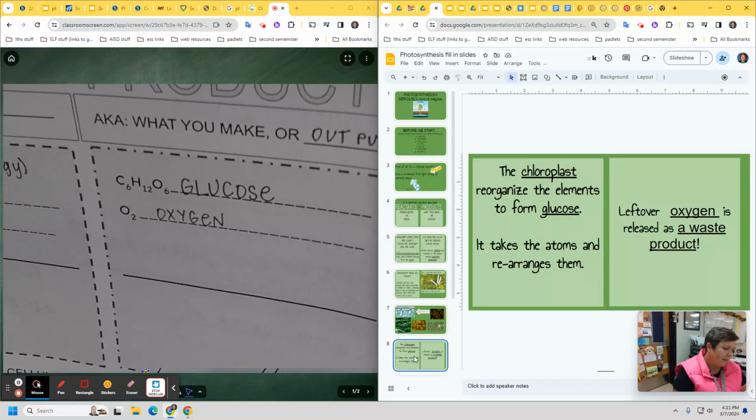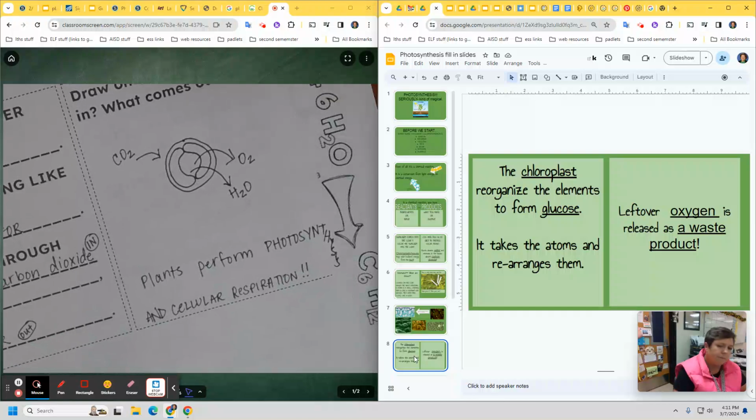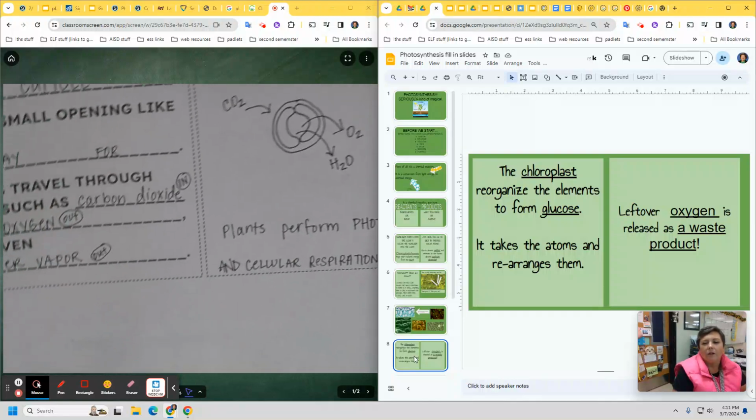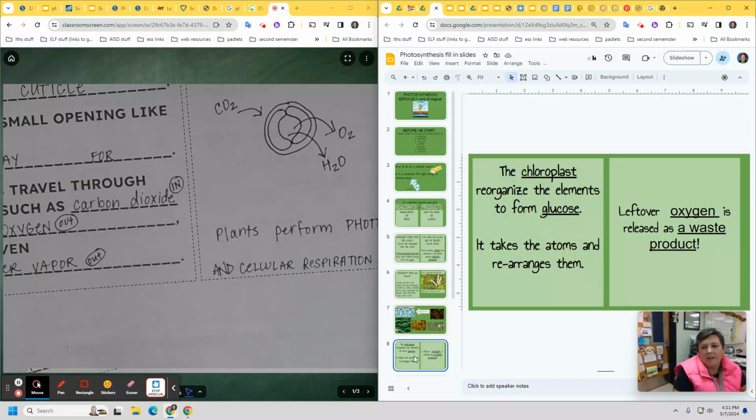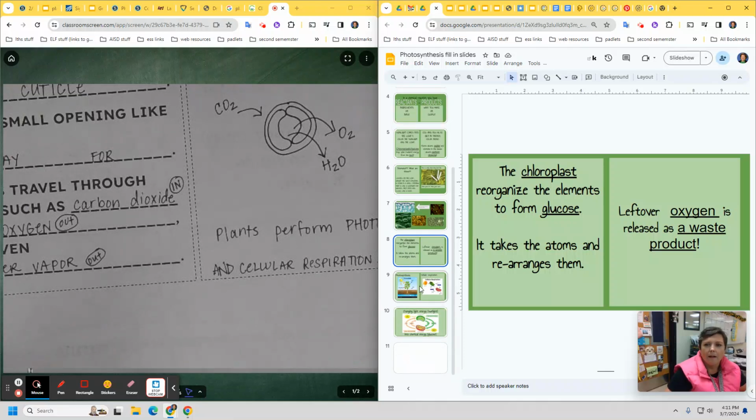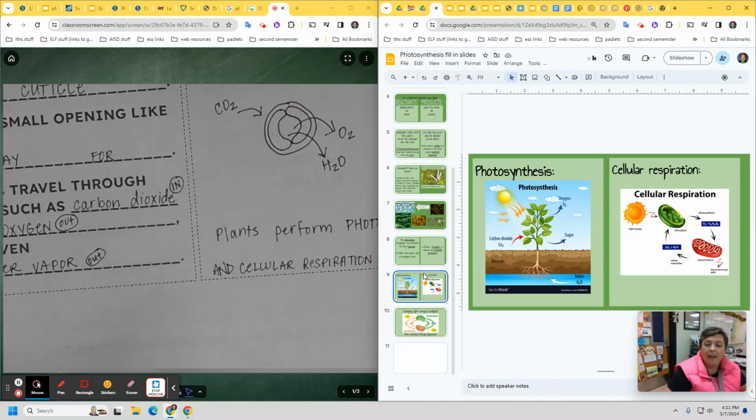Do I have this anywhere on here? I don't think so. Chloroplast reorganizes the elements that it has from water and carbon dioxide, and it rearranges them, and it makes oxygen, which is released as a waste product for plants. And they're also making glucose. That's the whole point of this, right? So we have photosynthesis here.